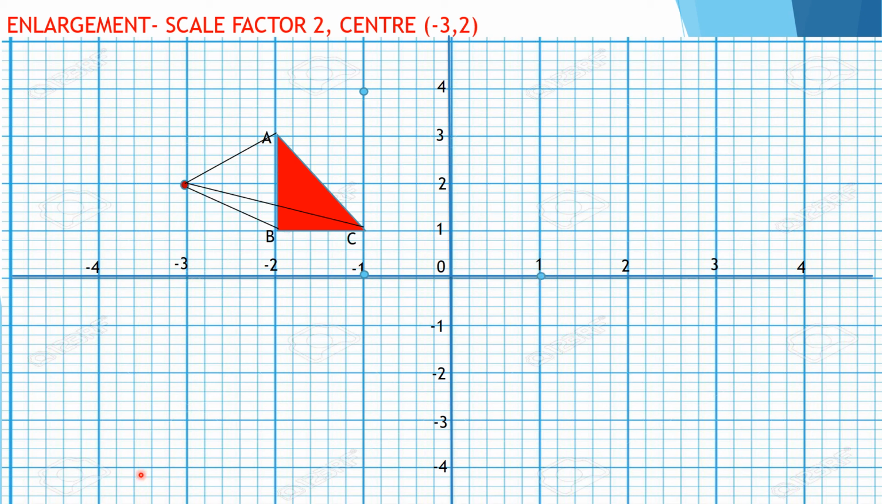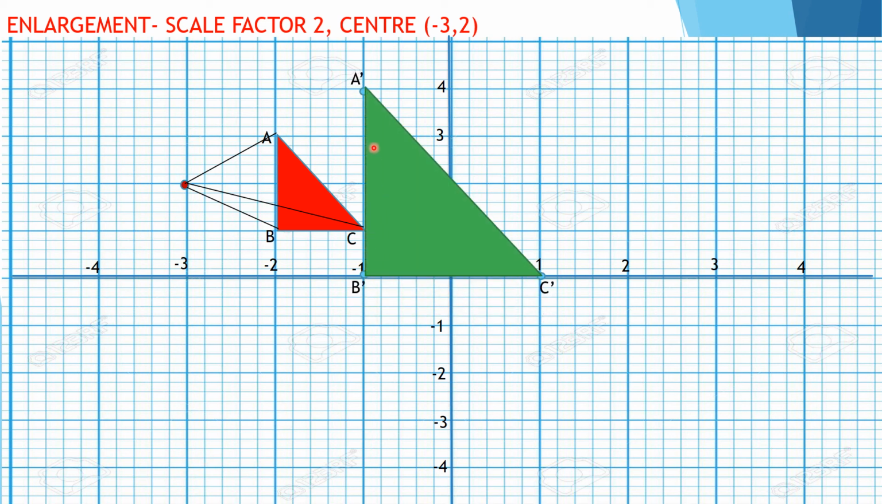Okay, let me join the points now. So I have the points joined. This is my image. This is my enlargement. So this is my A prime, this is my B prime, and this is my C prime.